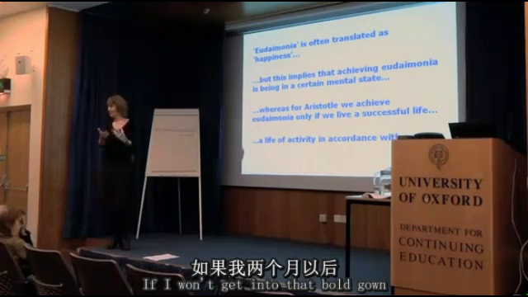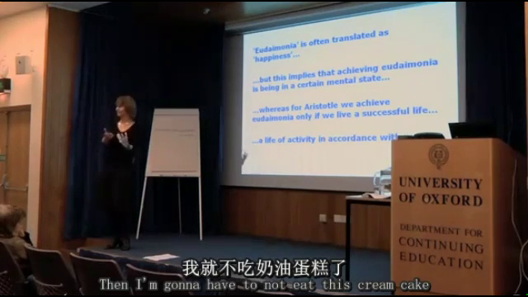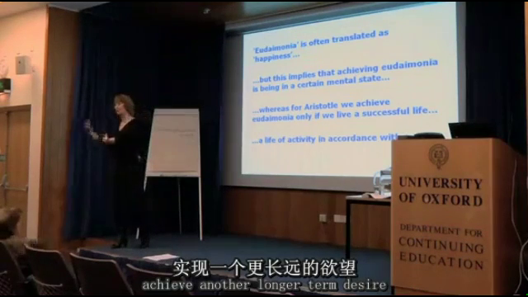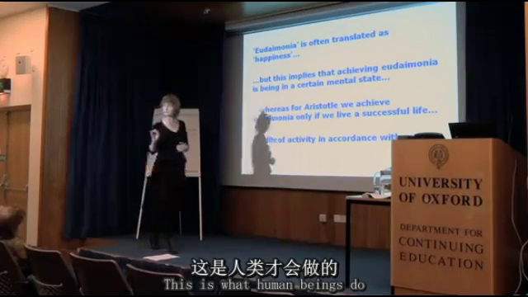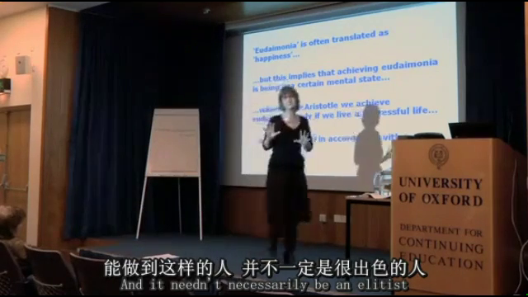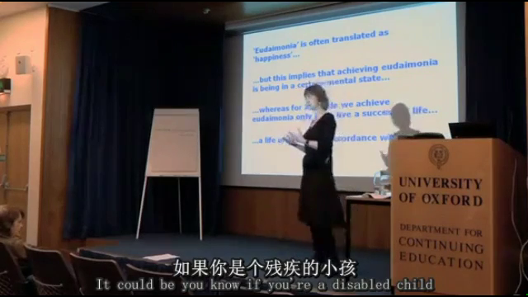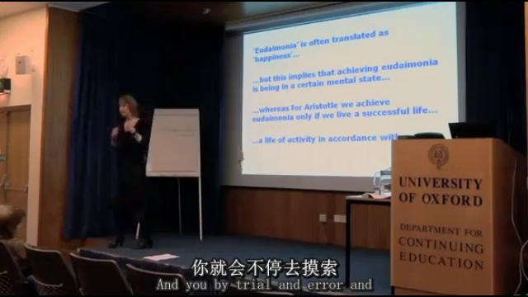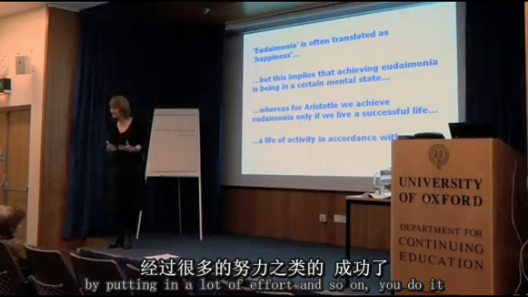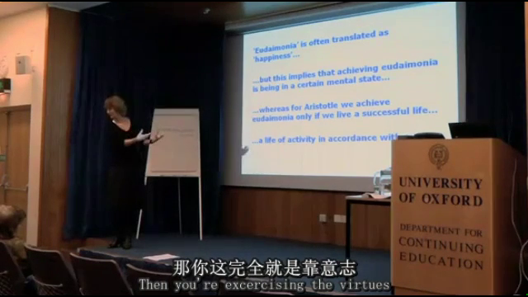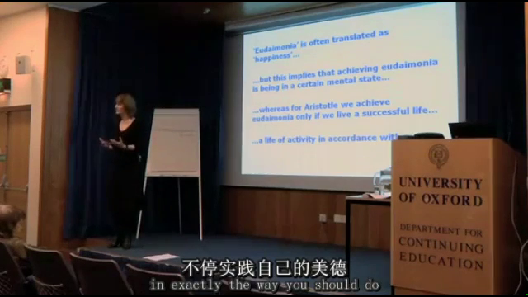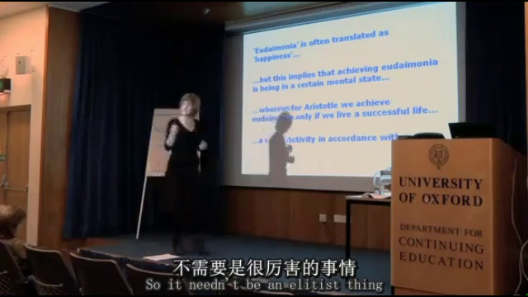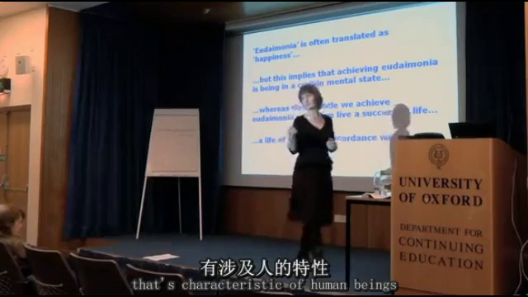If I want to get into that ball gown at the end of 2 months, then I'm going to have to not eat this cream cake. Okay, so I suppress one of my desires in order to achieve another longer-term desire. This is what human beings do, and it needn't necessarily be elitist. It could be, if you're a disabled child who wants to learn how to tie your shoelaces, and by trial and error and by putting in a lot of effort and so on, you do it, then you are exercising the virtues in exactly the way you should do in order to achieve eudaimonia in the end. Are you with me?